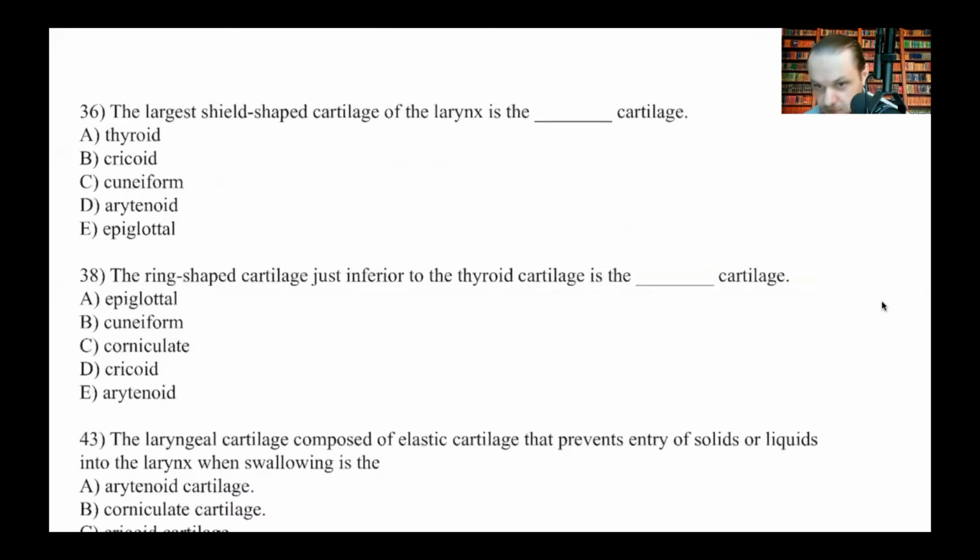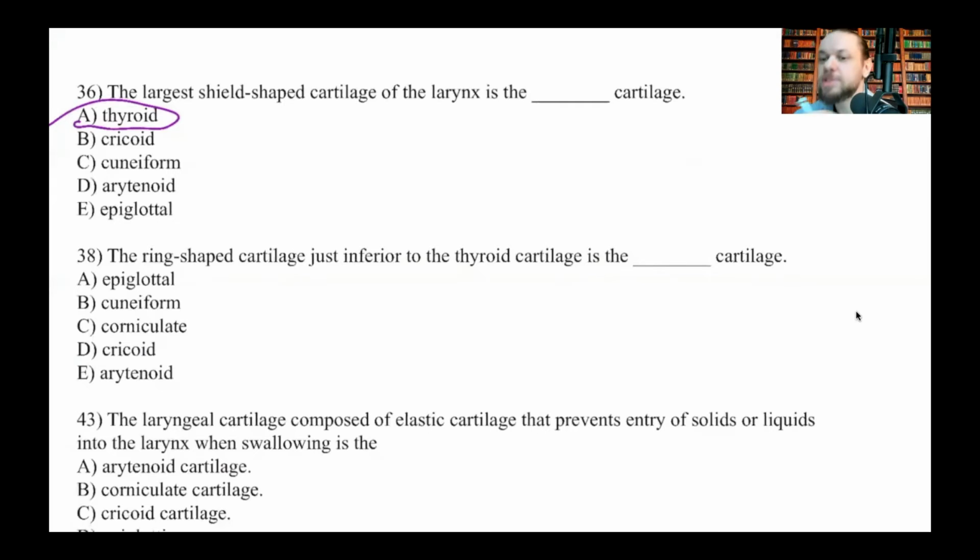36. Let's do Milan. The largest shield-shaped cartilage of the larynx is the thyroid cartilage. Good. Thyroid cartilage is correct. It's this portion here. You're going to be feeling it. When we learn the procedure of needle cricothyrotomy, you're going to be looking for your cricothyroid membrane. But first, you've got to find the thyroid. Then you're going to find the cricoid. And this is how you're going to be doing it.